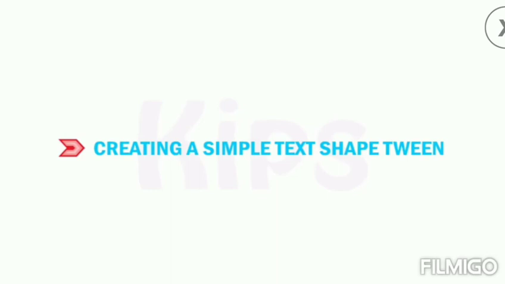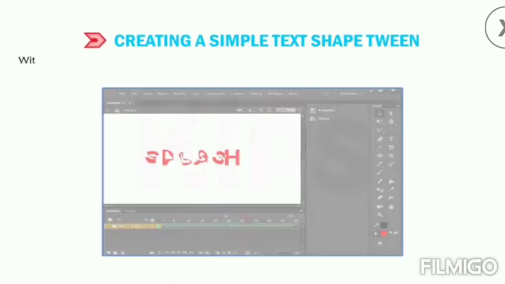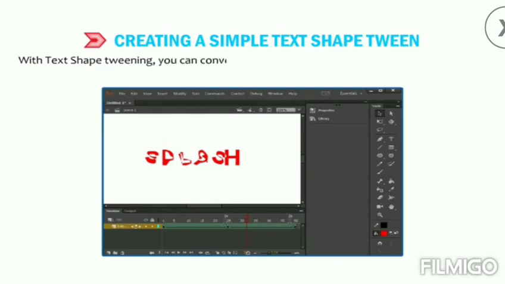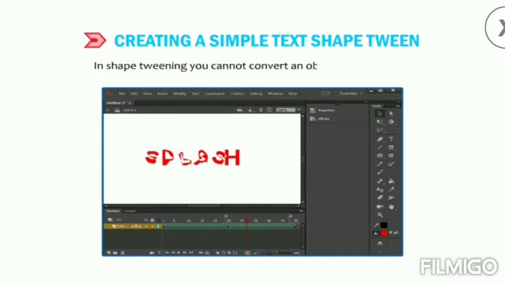Okay students, let me explain you how to create a simple text shape tween. With text shape tweening, you can convert one shape of text into another shape in order to create an animation. In shape tweening, you cannot convert an object into a symbol.